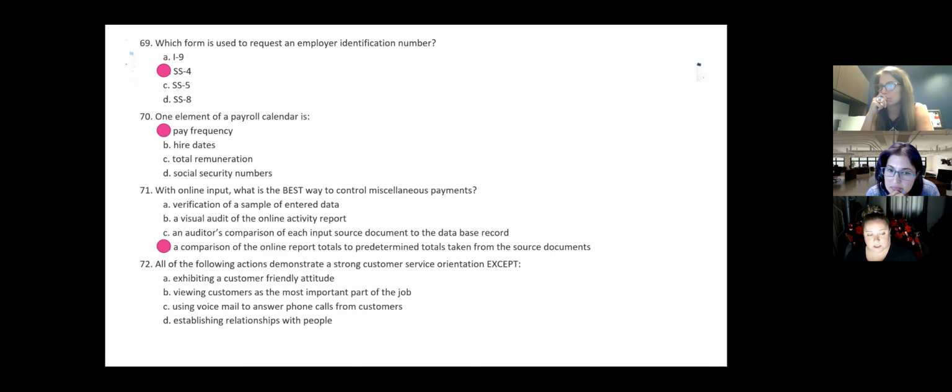All of the following actions demonstrate a strong customer service orientation except CPP. Like, I've never taken the FPC, so I can't speak to that one, but the CPP likes to do this accept thing. So they give you something and then they say accept. So make sure that you're keeping that in mind when you're reading these questions. Yep, good call. Using voicemail to answer phones is probably not super customer service oriented.